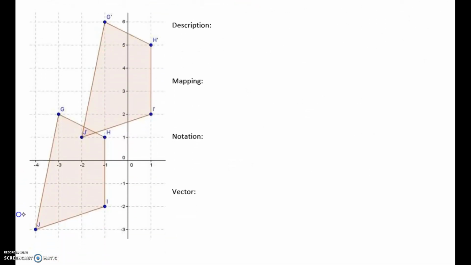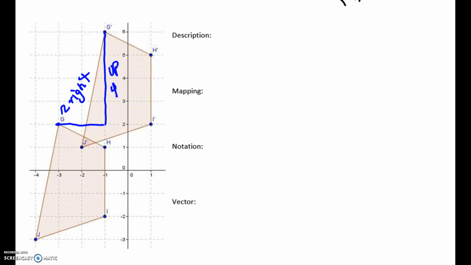So now let's take a look here. My original shape is down here. It's the one without the primes. It's the one without the little tick marks at the top. And so I want to look at point G, I think this time. I'm just choosing a random point. Well, G goes 2 right, and then straight up 4.